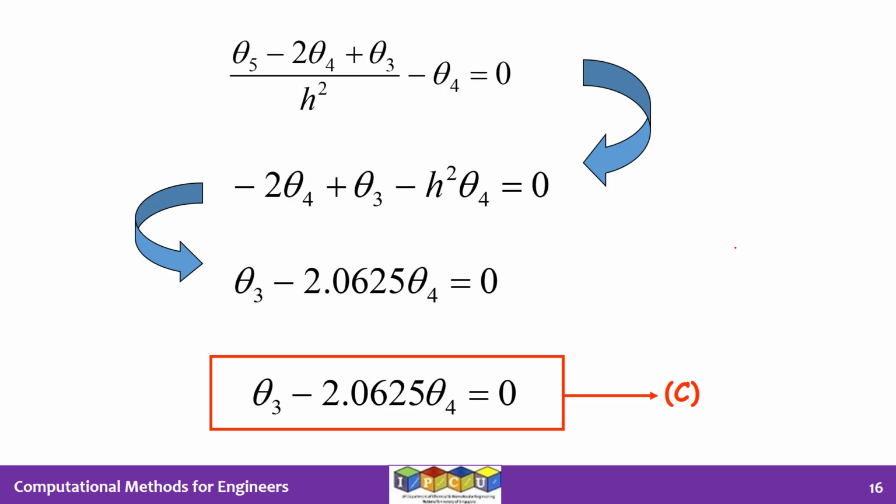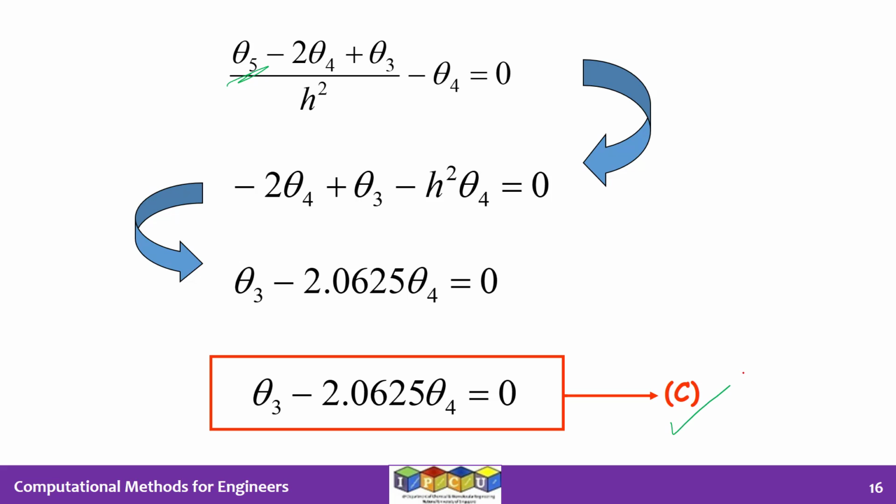this equation B. Similarly, you can work with the third equation that we determined for psi 4 grid point, and then you can use the fact that theta 5 is 0 because it is given in the boundary condition, and then you can reduce it to equation C.